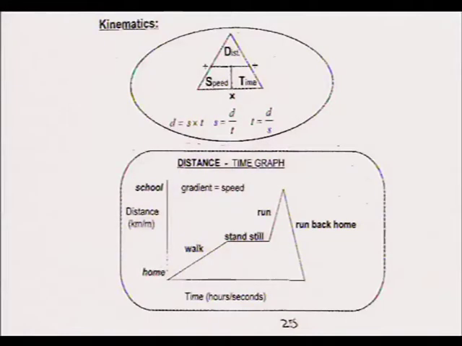Right there you see an example of walking, standing still (a straight horizontal line), and if you are running and when you run back home.